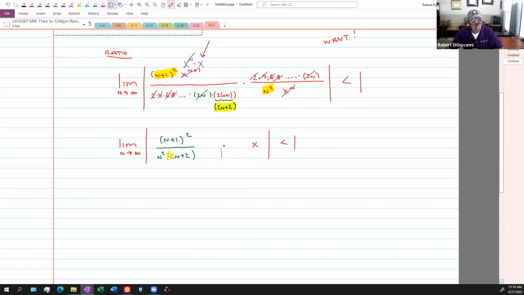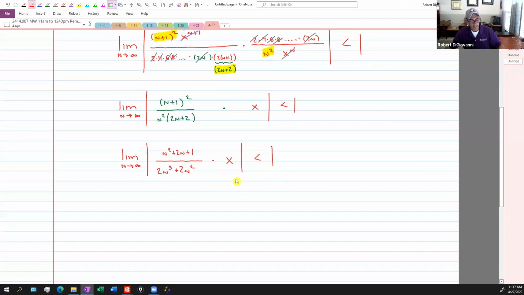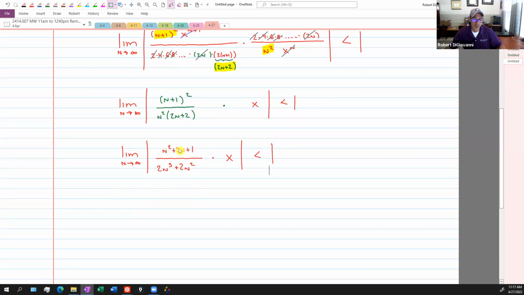So if I let n go to infinity now, I get infinity over infinity. So I've got to somehow do some L'Hopital, but what I think would be easiest before L'Hopital is to just expand that. That's n squared plus 2n plus 1. And on the bottom, distribute the n squared through, you get 2n cubed plus 2n squared, and then times x less than 1.